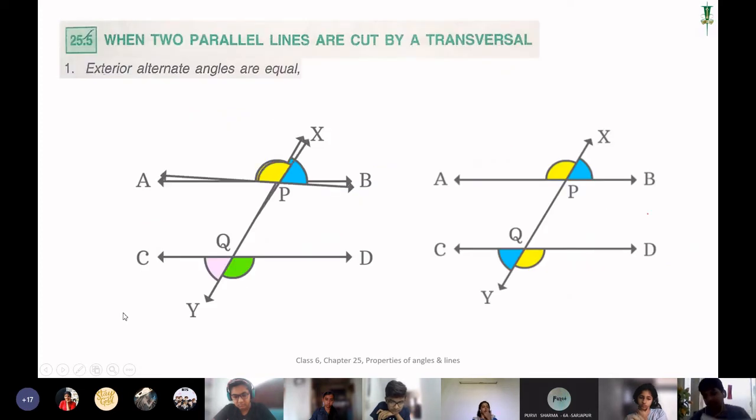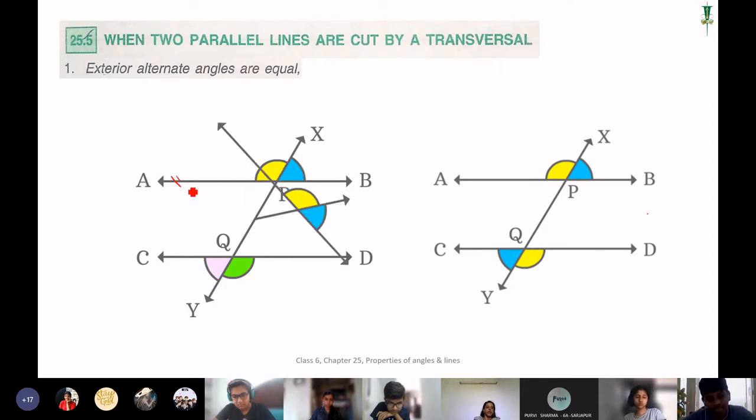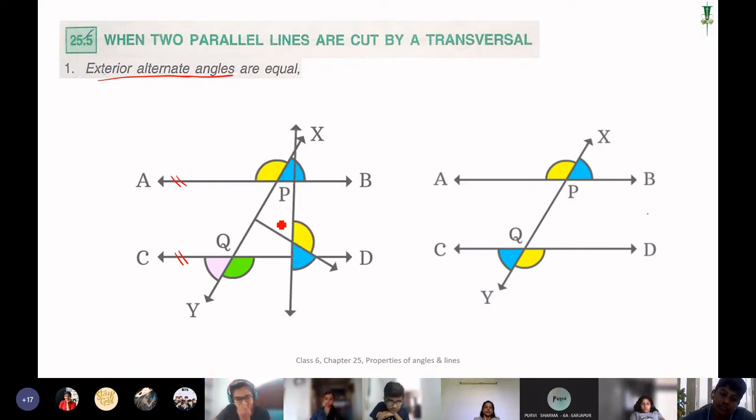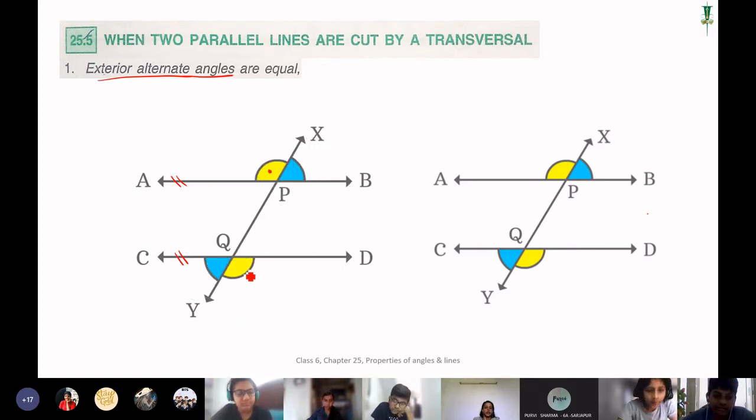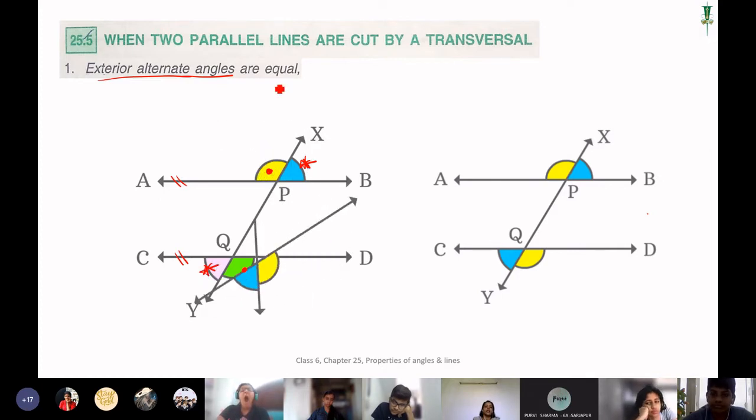Look at this. When two parallel lines are cut by a transversal, there is a relation. Angles are formed when there are two parallel lines AB and CD, cut by the transversal XY. Which are the two exterior alternate angles? The yellow and this one. These are exterior alternates, and this one is exterior alternate to this. But when the lines are parallel, the exterior alternate angles will be equal.